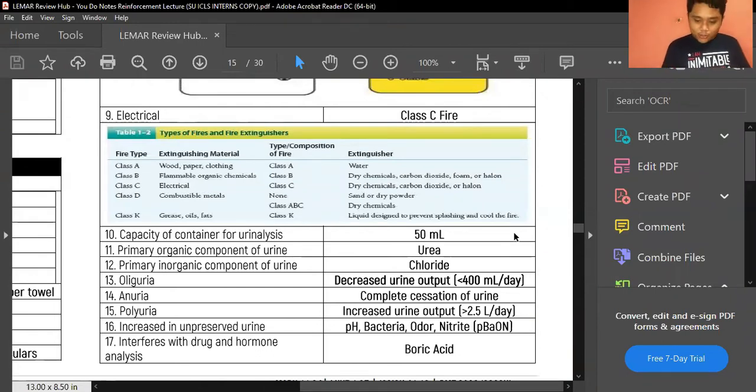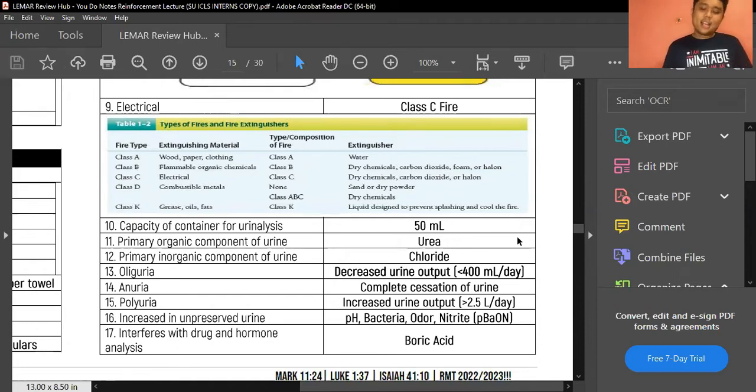Anuria, complete cessation of urine, so wala na urine. Polyuria is increased output of urine greater than 2.5 liters per day. Alright, and again, unsa to mga analytes na mo-increase in unpreserved urine, unsa to mnemonic? Pabaon. Yes, pH, bacteria, odor, and nitrite.